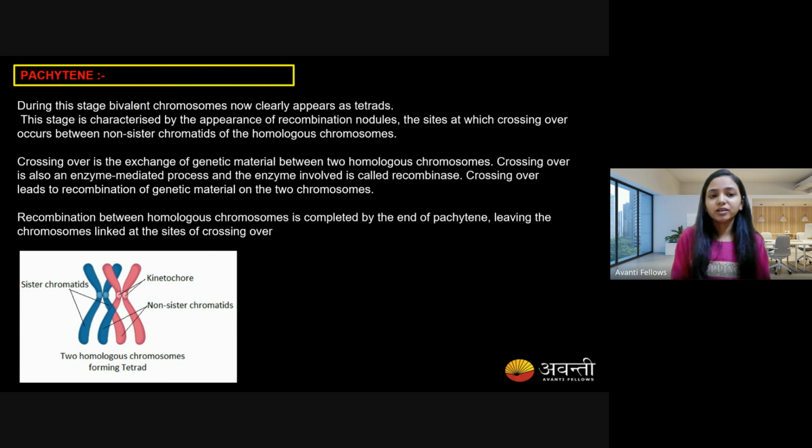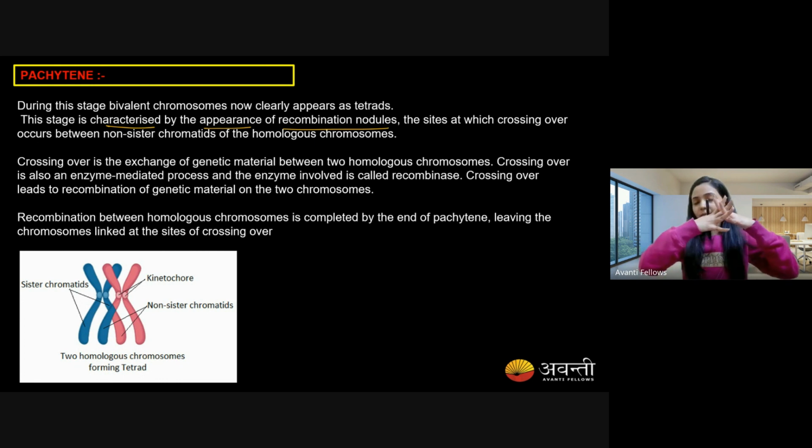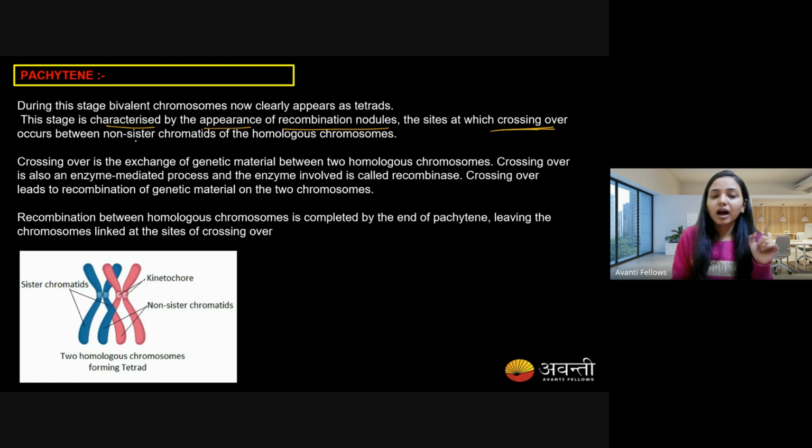You can read it here. This stage is characterized by appearance of recombination nodule. मतलब दो जो क्रॉस हमारे पास क्रोमोसोम्स थे will get recombined. उनके बीच में कॉम्बिनेशन बन गया है, एंड दैट साइट जहां पे क्रॉसिंग ओवर हो रहा है वो कहाँ पे होगा, नॉन सिस्टर. डू यू नो व्हाट इज नॉन सिस्टर क्रोमैटिड्स?